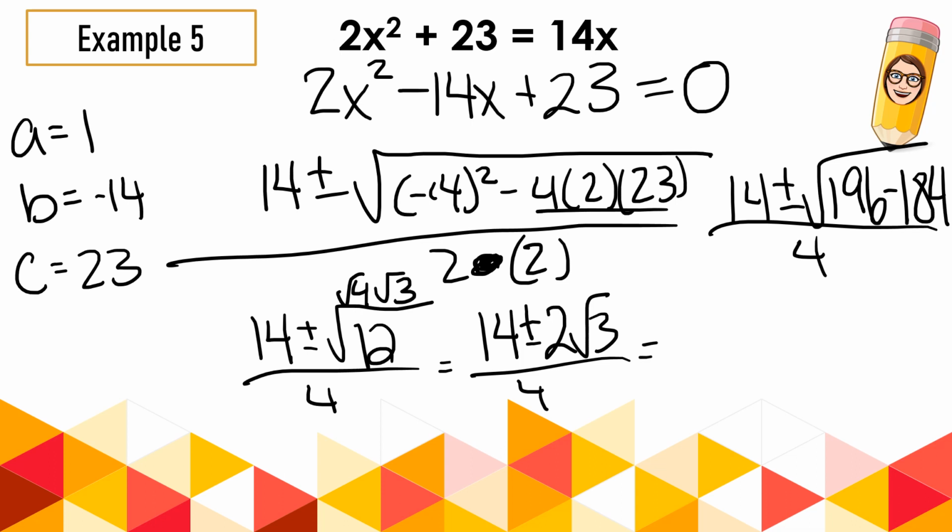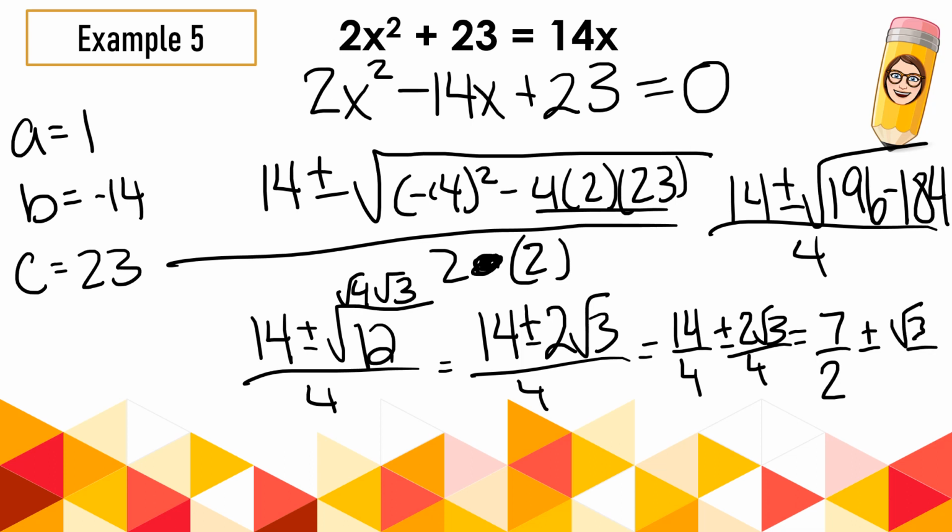And I want you to separate those. 14 over 4 and 2 square root of 3 over 4. And let's look at how this goes. Okay, so I can reduce to 7 over 2 plus or minus square root of 3 over 2. Because that would be 1/2 out front, right? Oof, that was messy. Let me fix that. That's my answer. That's my x equals. Messy, but it worked out pretty nice otherwise.